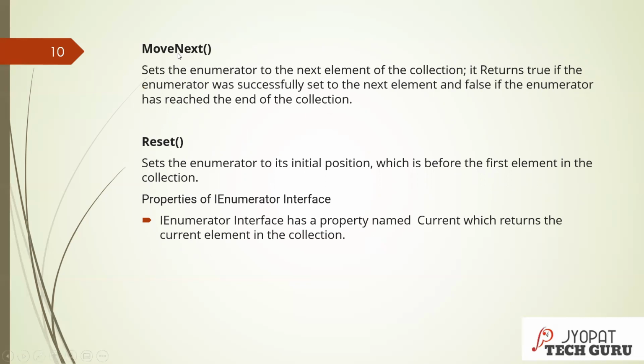MoveNext is something like a pointer, which will keep on going through each and every element within the collection. It is going to return true if it is set to the next element. If it returns false, that means it has come to the end of the collection. Till all the records are there, the pointer is going to move from the first record to the second, third, fourth, fifth, till the last record is reached.